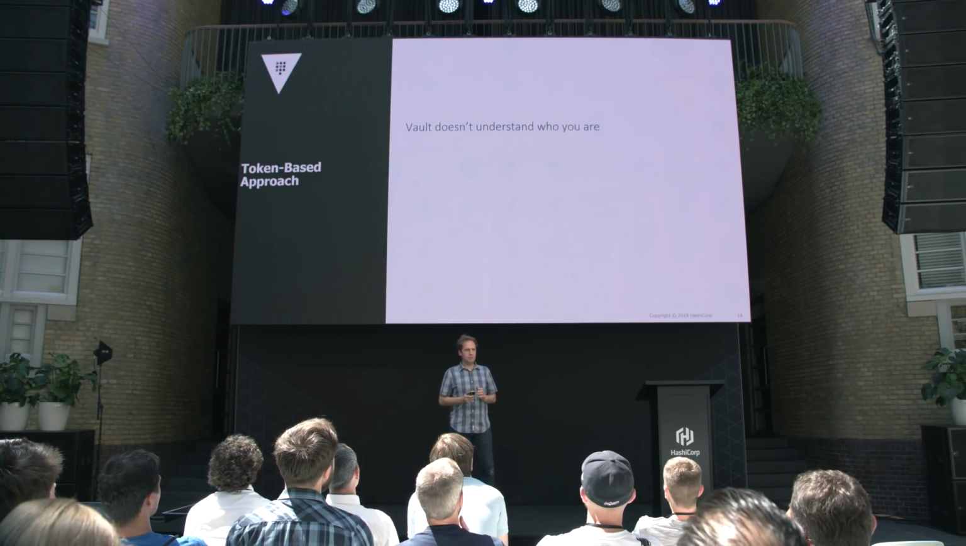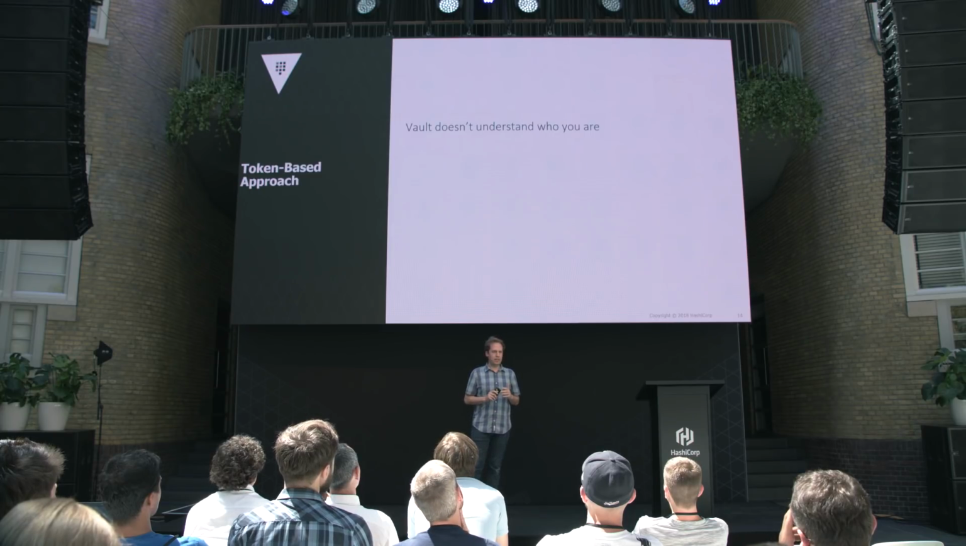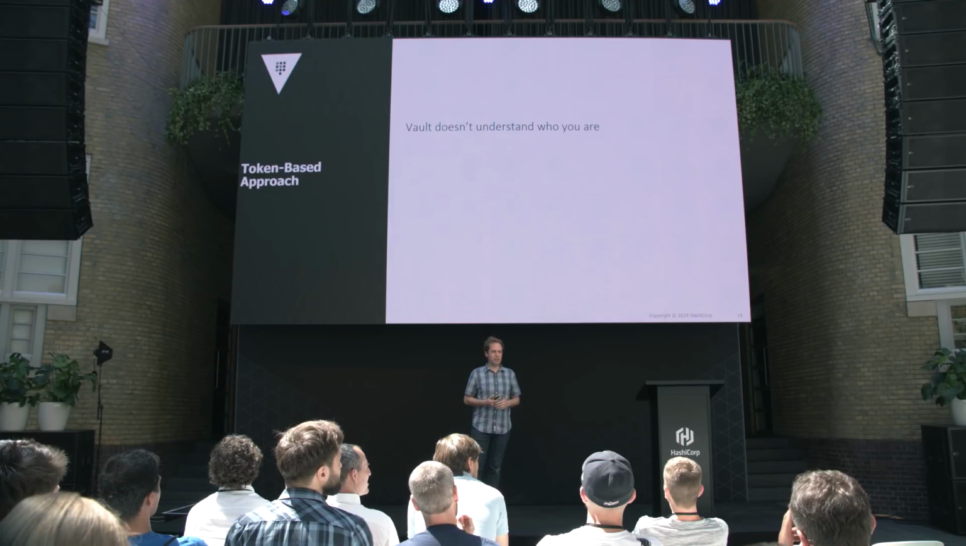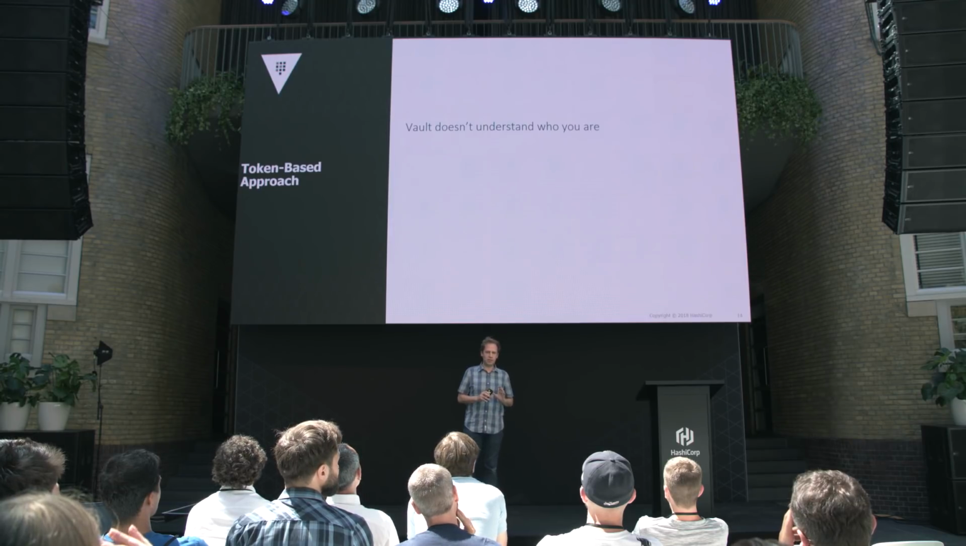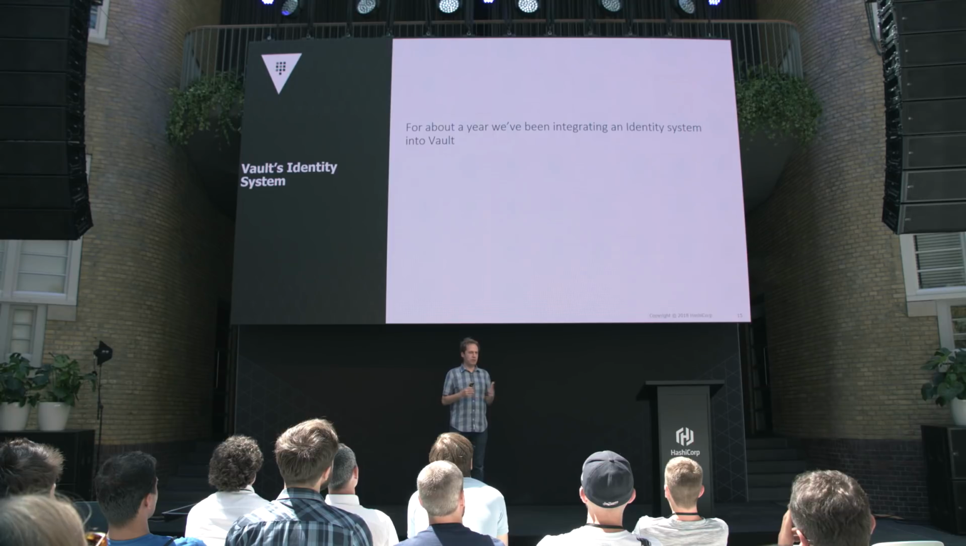And so we've been working really hard to identify not just how we can fix this, but also why we need to fix this. What are the use cases? And I'm going to talk first about what we've done, and then I'm going to talk about why we did it. So for about a year, we've been integrating an identity system into Vault. And it's under identity. It shows up as a secret mount.